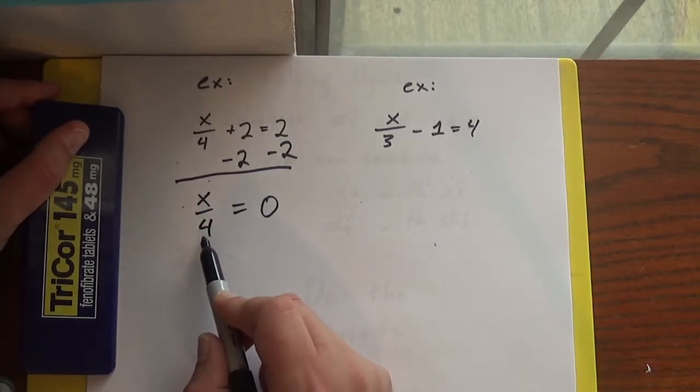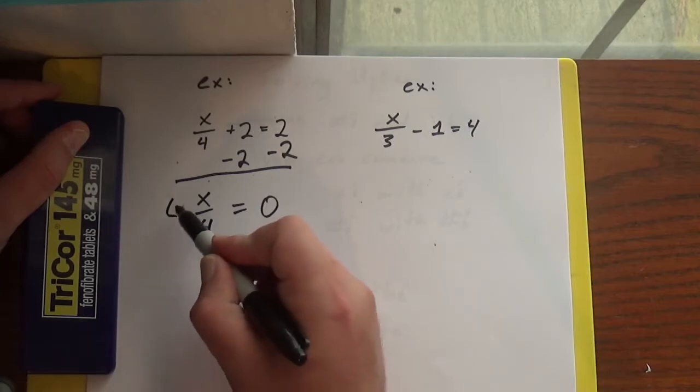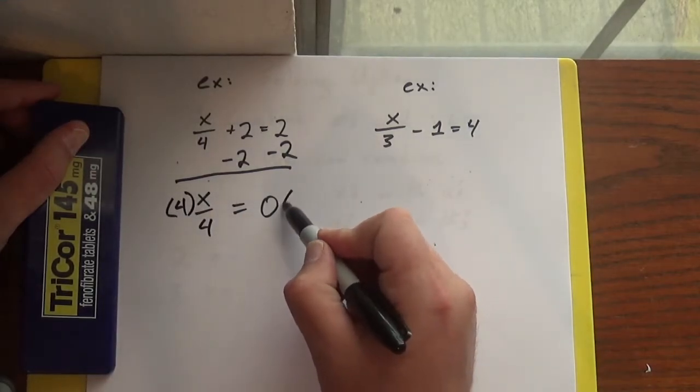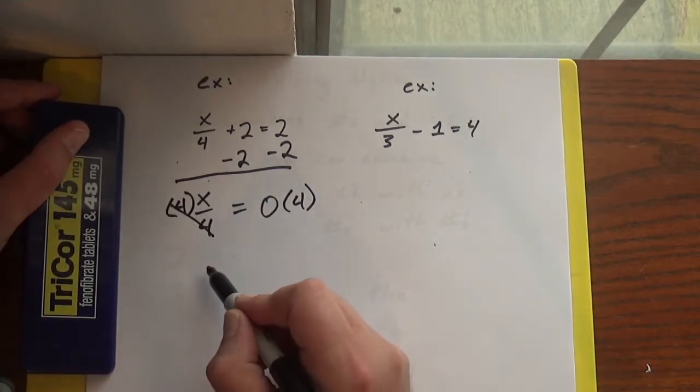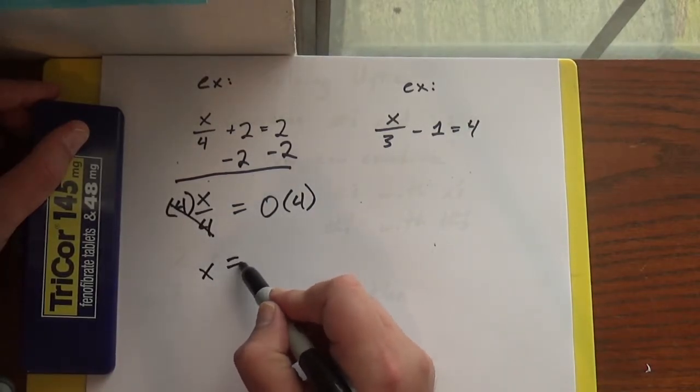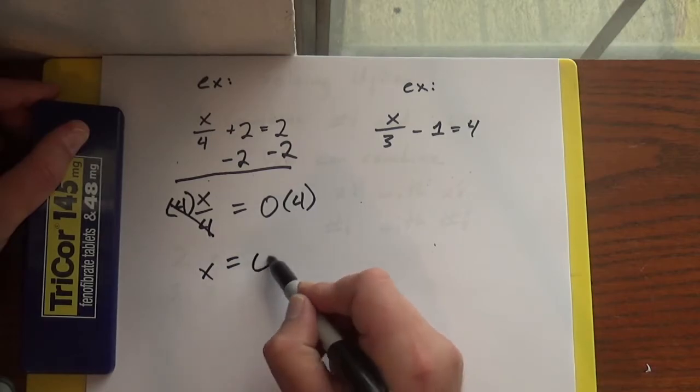Now I need to get rid of this 4, and this is x divided by 4. So to do the opposite, I'm going to multiply by 4 over here and by 4 here. These two cancel. My x comes down. My equals comes down. 0 times anything, still 0.